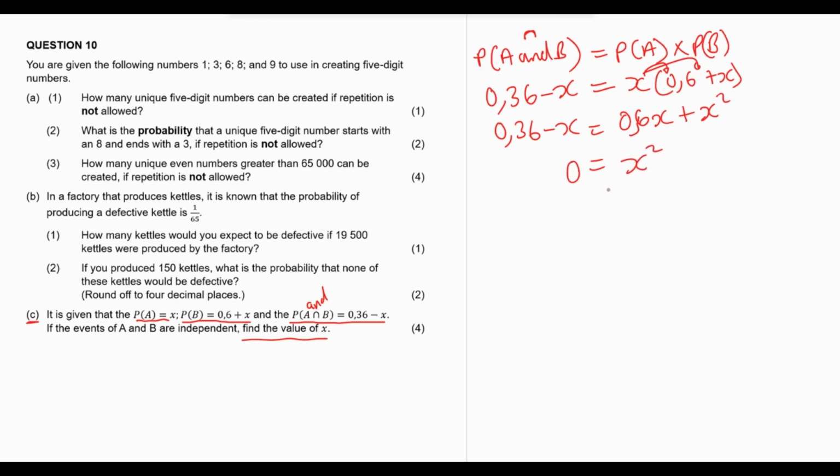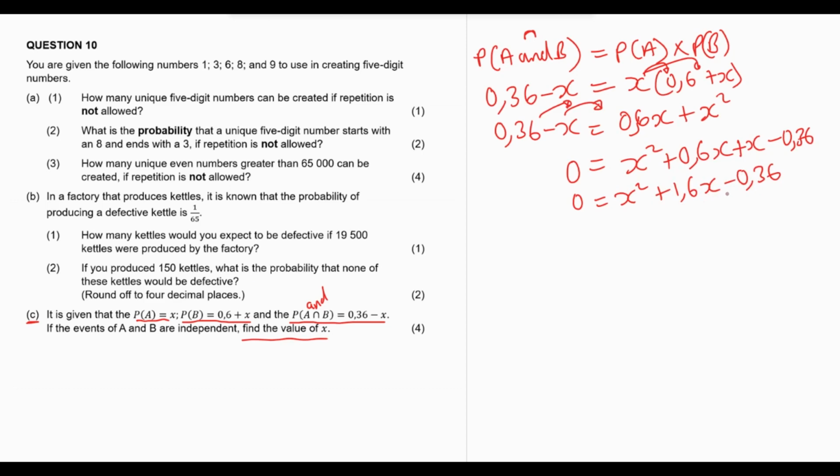Let's write our standard form. X squared plus 0.6X plus X, I'm bringing this one to this side, so it's plus X, then minus 0.36 after bringing 0.36 to the right. So 0 is equal to X squared plus 1.6X minus 0.36. We can factorize this.